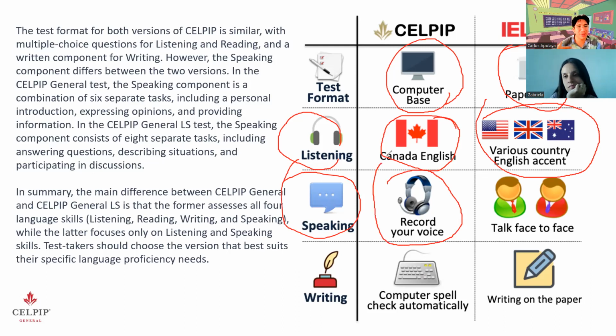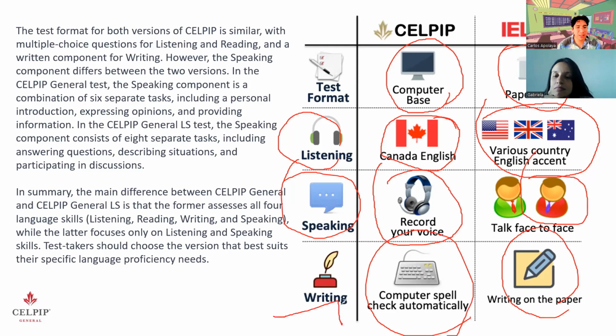Ya no tienes esa presión de que ves a la persona y te... No, porque uno cuando habla, por ejemplo, te hablas aquí, hablas tranquilo, si te equivocas no pasa nada, pero imagínate que sea con otra persona que te tome el examen. No es face to face. Y el writing es computer and spell check automatically y el writing on the paper. Obviamente aquí, terminando el examen, ya te corrige automáticamente, pero aquí no. Tenemos que esperar que un humano lo haga.